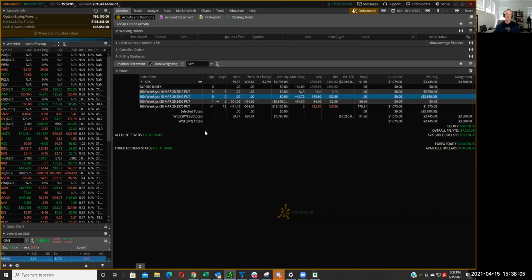Once again, Bill doesn't roll down. I choose to roll down. Bill chooses to roll horizontally if the market goes down.